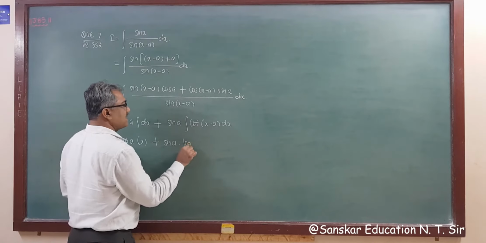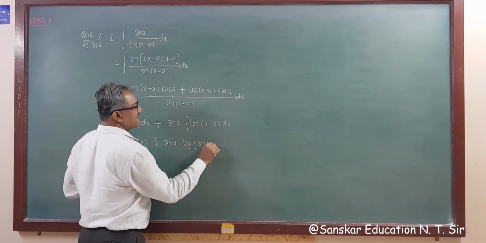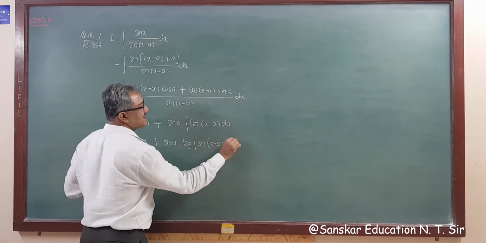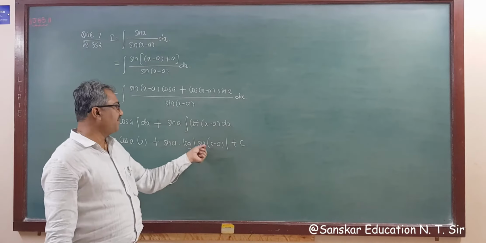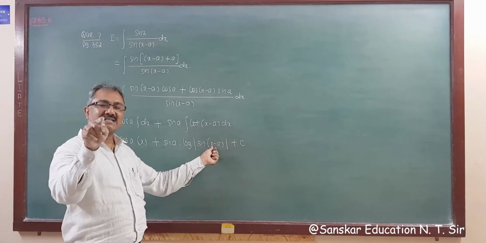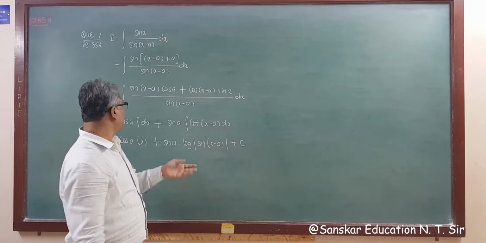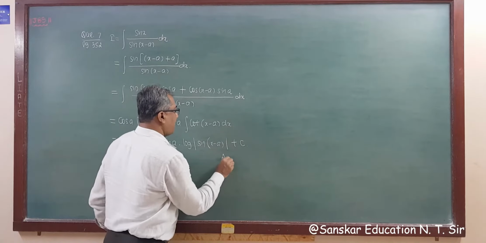So the answer is log mod sin(x minus a), and this is a linear function. So no need to divide by the coefficient of x because the coefficient of x is 1. Right? So this is your final answer.